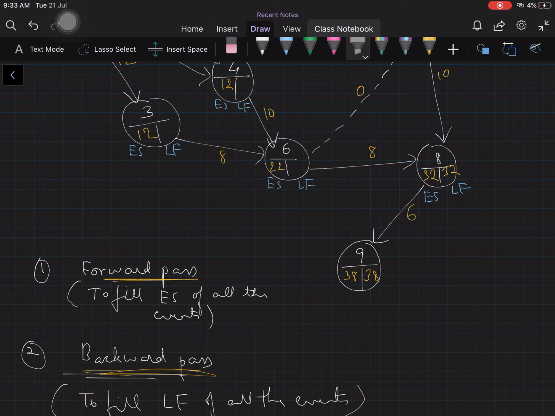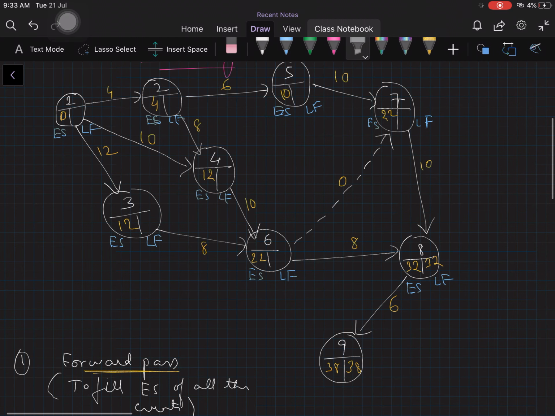Okay, then we'll take this 32. So let me just scroll it up. Yeah, so 32 minus 10 gives us what? 32 minus 10 gives us 22. So let's write 22 here. Okay, now 32 minus 8 gives us what? 24. Here this particular path gives us 24. Now there is another path here, right?